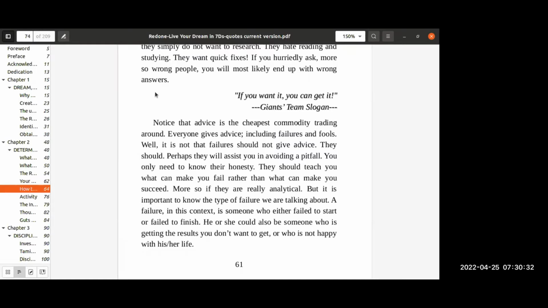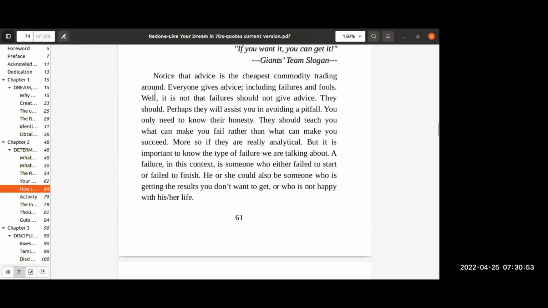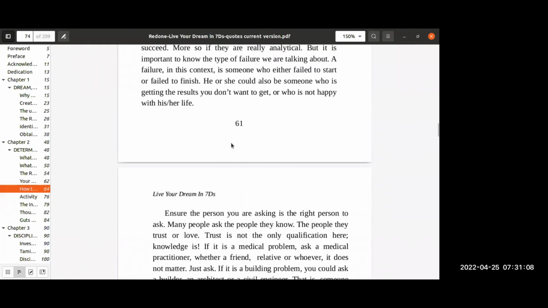They should teach you what can make you fail rather than what can make you succeed, more so if they are really analytical. But it is important to know the type of failure we're talking about. A failure in this context is someone who either failed to start or failed to finish. He or she could also be someone who is getting the results you don't want to get, or who is not happy with his or her life.